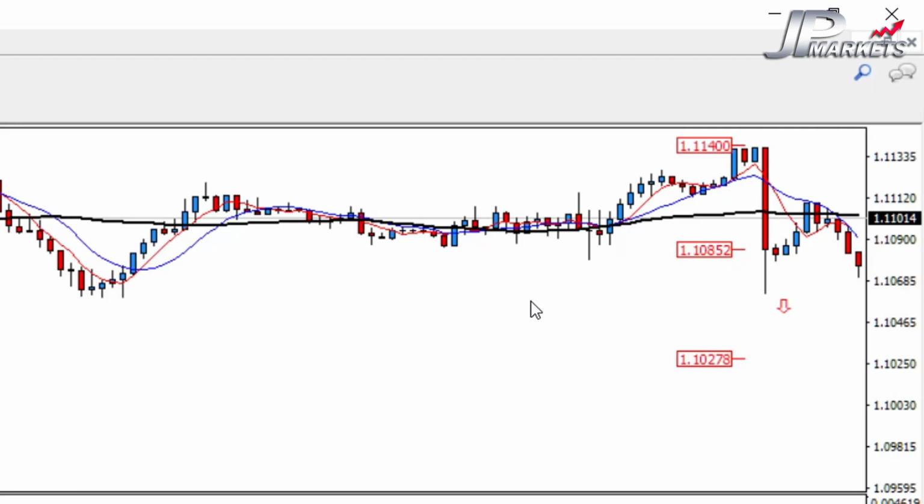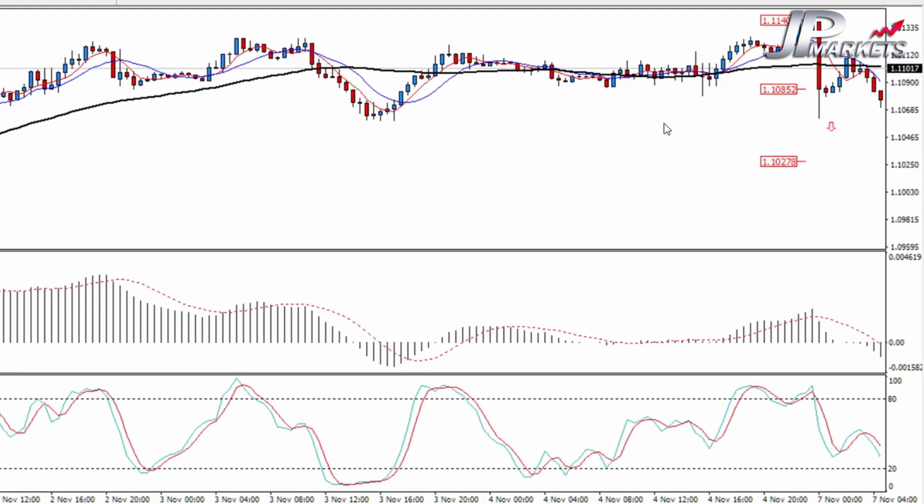So I'm looking at this now. The stochastic is still looking good. The MACD has gone negative, which is good. It doesn't quite look like we got a new crossover, but it is kissing and it'll probably break out again. So we'll hold this trade.